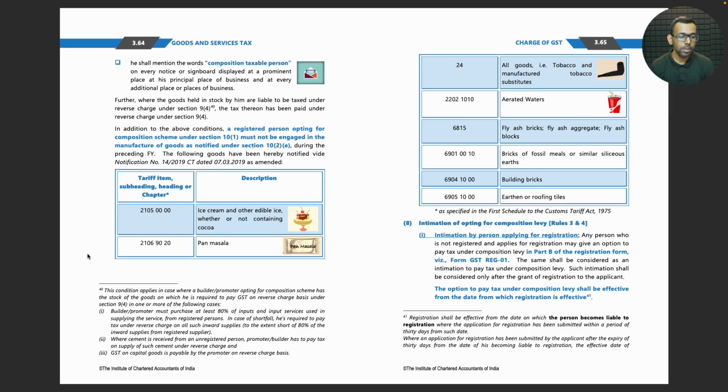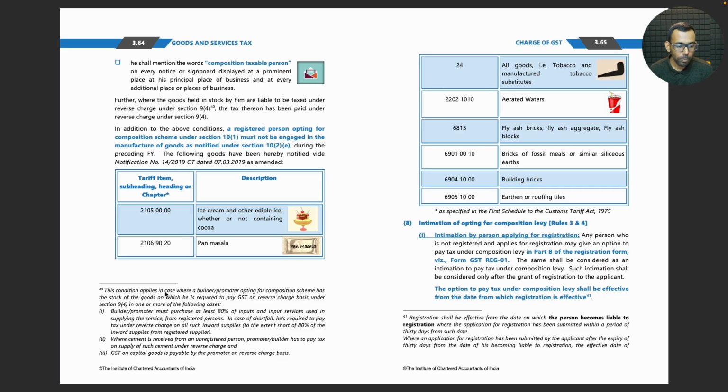Tariff item, subheading, heading or chapter: 21050000, ice cream and other edible ice, whether or not containing cocoa. 21069020, pan masala. So these people cannot be registered under composition supply. All goods, that is tobacco, manufactured tobacco and everything, aerated waters, fly ash bricks, fly ash aggregate, fly ash blocks, bricks of fossil meals or other similar siliceous earths, building bricks, earthen or roofing tiles.